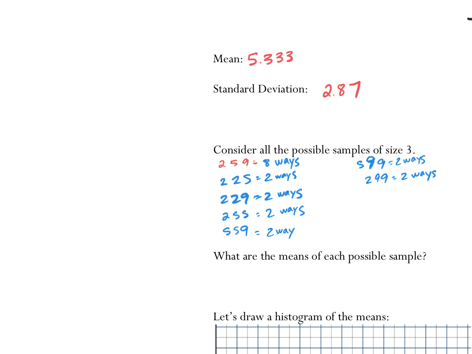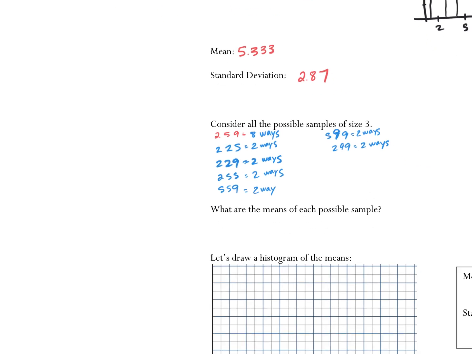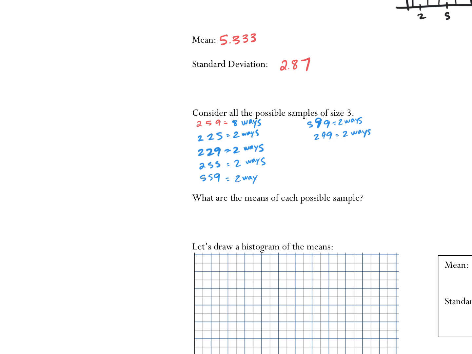And I have these samples of 3, right? Okay. All right. Now, here's what we're going to do next. We're going to kind of split up this, all right?